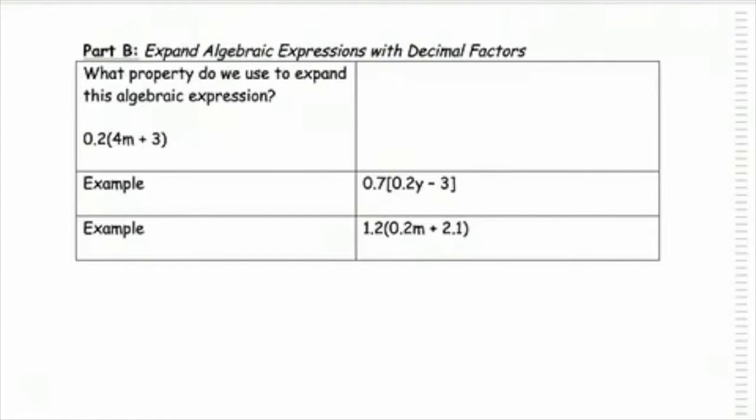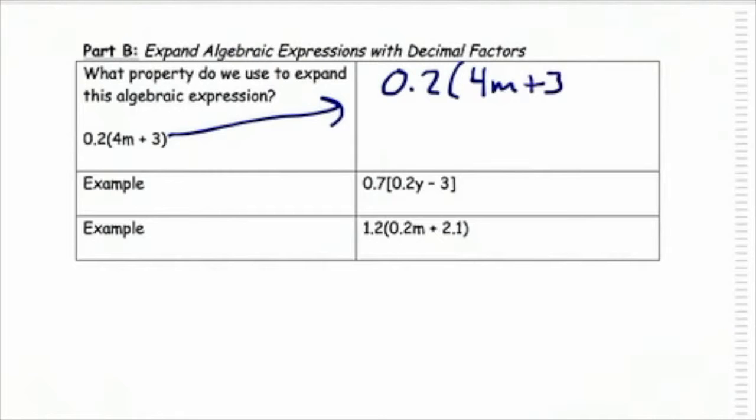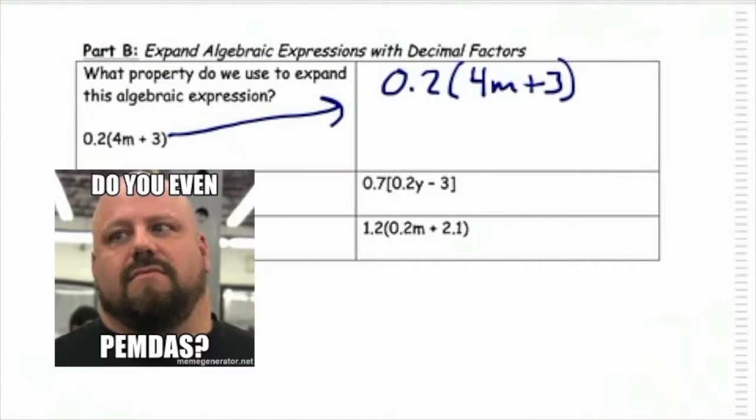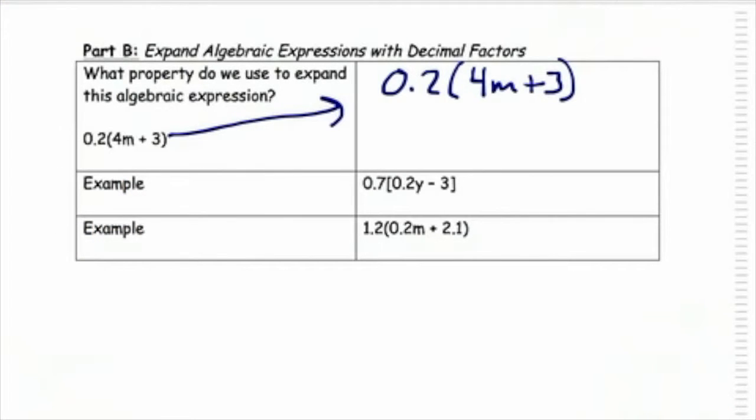Distribute, but with a decimal instead of a fraction. So I'm going to take the 0.2 parentheses 4m plus 3 and bring it over here. This lesson should be a little bit quicker than part A. You would want to use PEMDAS. Unfortunately, you can't because you cannot add 4m plus 3.